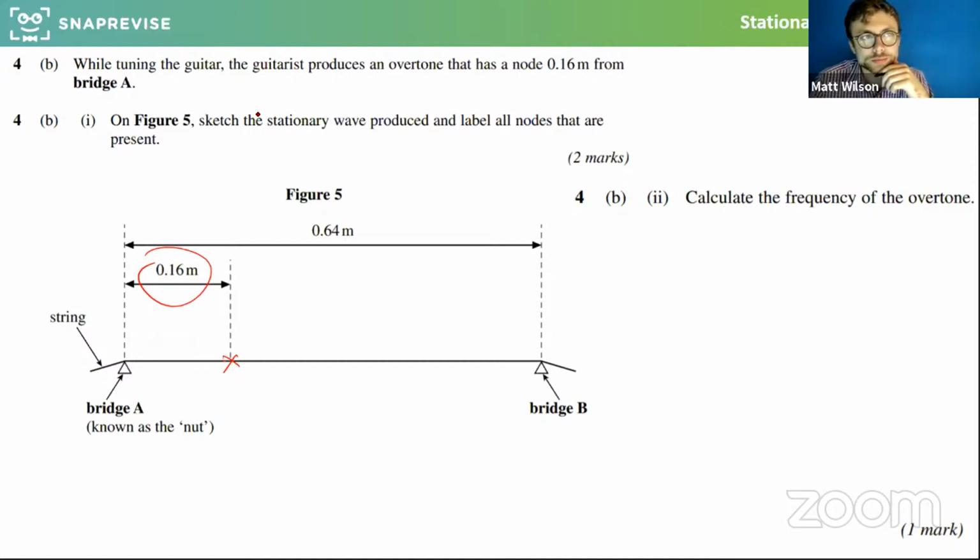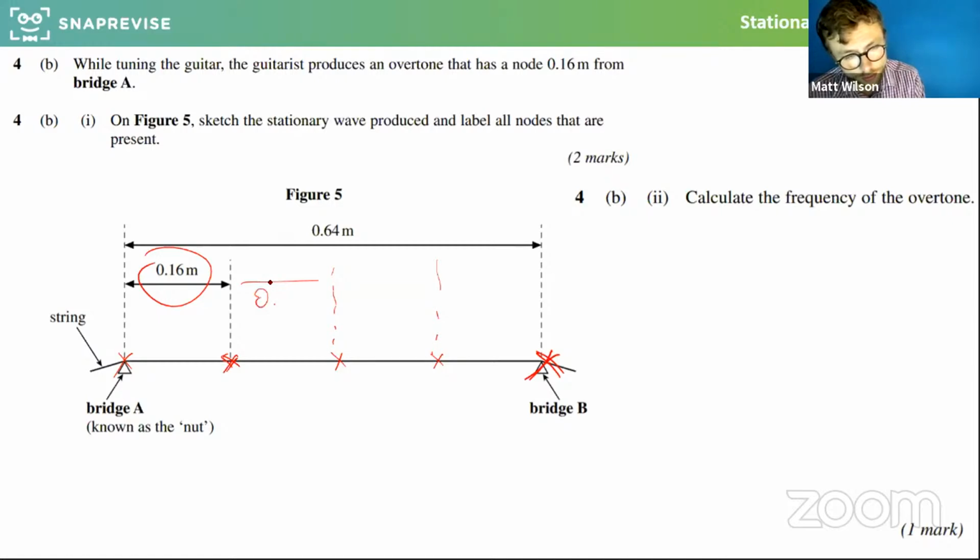Okay, so let's take a look. Well, we know we're fixed here, here, here. Everywhere I've drawn an X, we must be fixed. And we've got to try and fit a wave. Well, the key here is that the gap between any two nodes is always the same. So we can draw another one, which is going to be another 0.16 meters. That'll take us to 0.32.